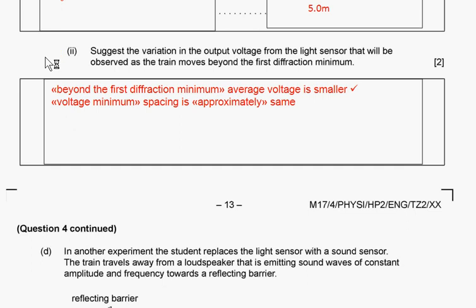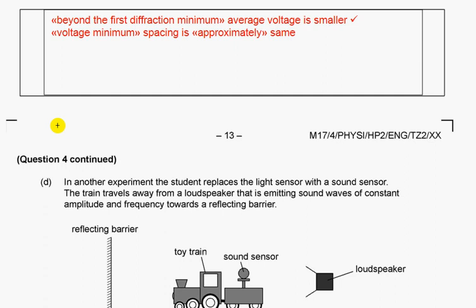I. Suggest the variation in the output voltage from the light sensor that will be observed as the train moves beyond the first diffraction minimum. So beyond, the average voltage will be smaller and the minimum spacing will still be approximately the same.